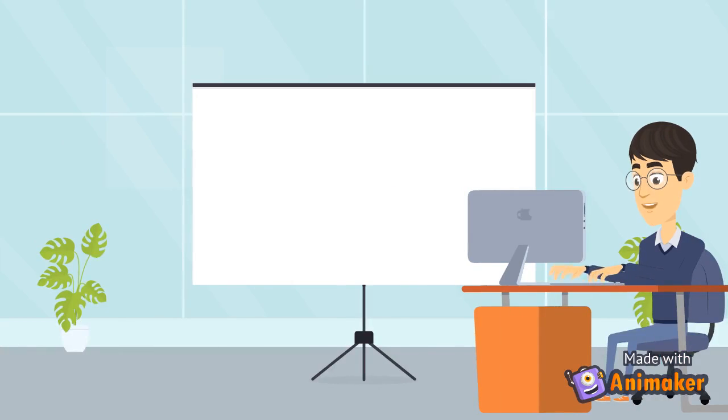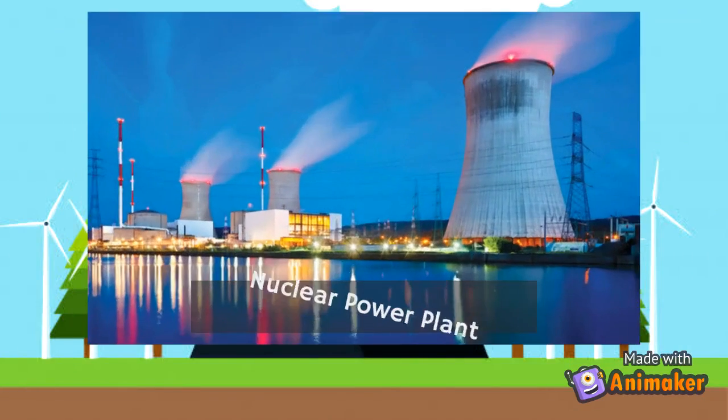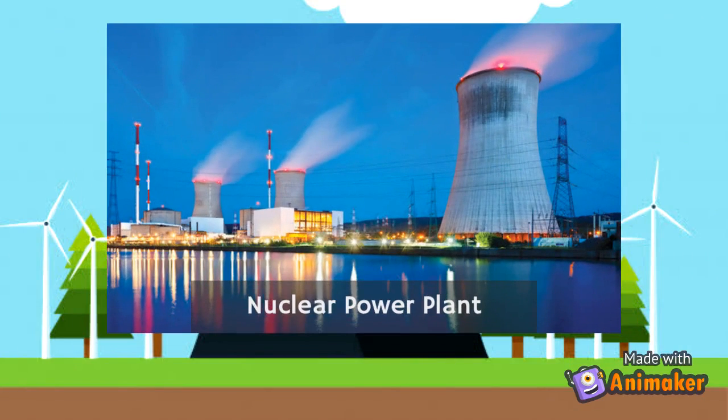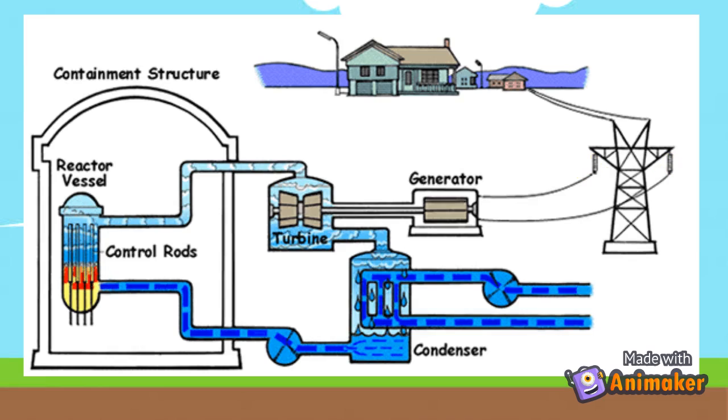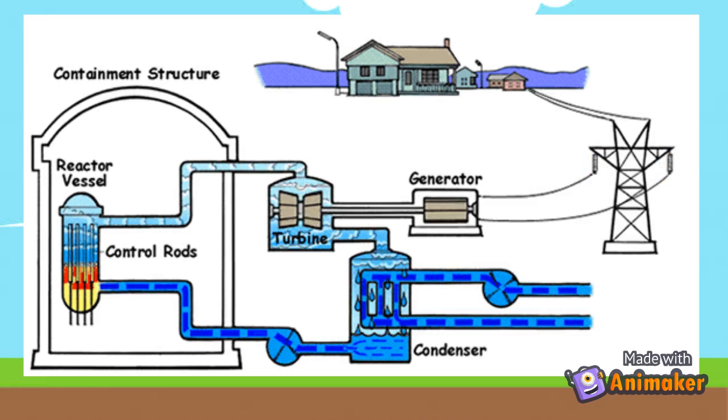Next, we see how nuclear power plants work. A nuclear power plant is a thermal power station in which the heat source is a nuclear reactor. As is typical of thermal power stations, heat is used to generate steam that drives a steam turbine connected to a generator that produces electricity. This is the flow diagram of a nuclear power plant. The electricity flows to the transformer. Then, it flows to the house.